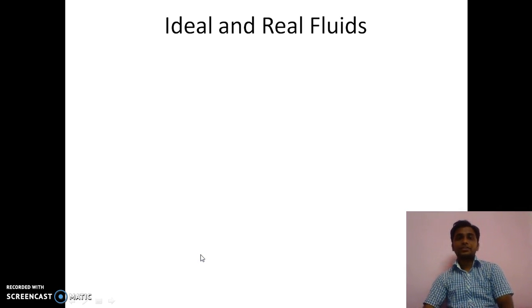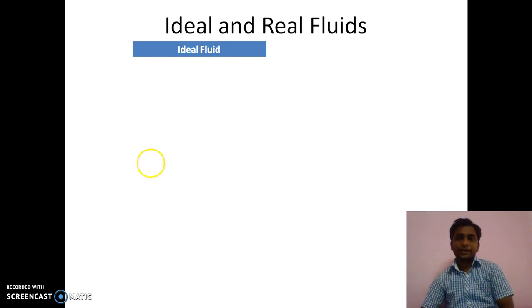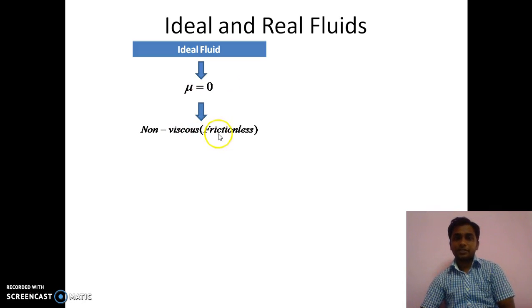Now the next classification is ideal and real fluids. It is on the basis of viscosity, whether the viscosity is there for a fluid or not. So first we'll consider the ideal fluid. Ideal fluids are those for which the viscosity is equal to 0. It means that these fluids are non-viscous in nature, meaning there will not be any internal friction present. That's why it is written that these are frictionless. So ideal fluids are those for which the viscosity will be equal to 0.